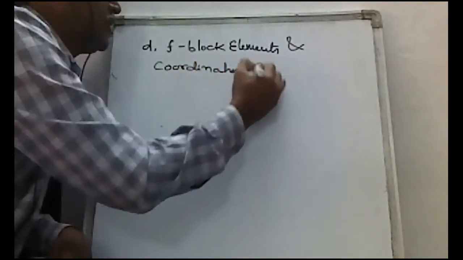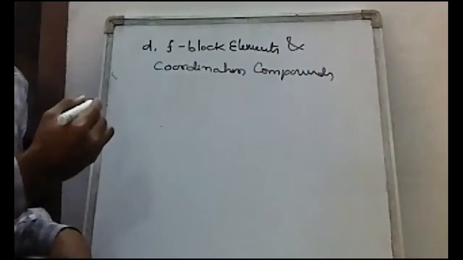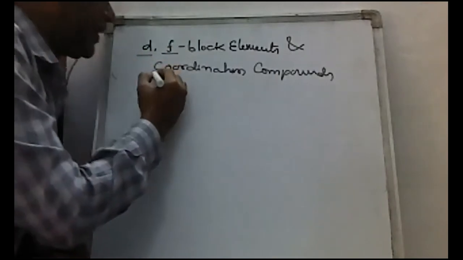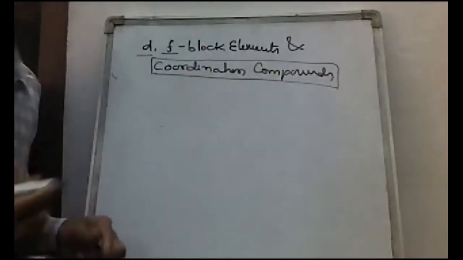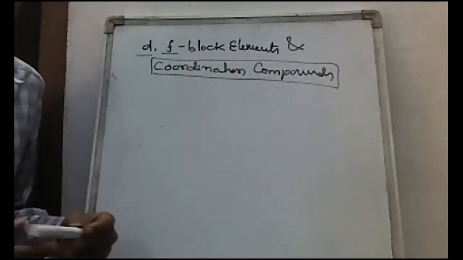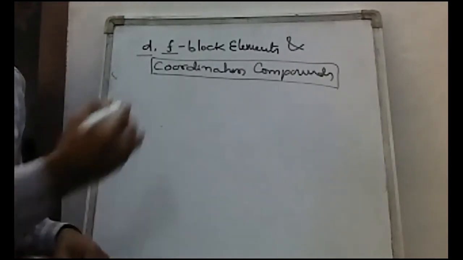So this chapter consists of 3 units. One is d block elements, another is f block elements, and the third one is coordination compounds. Before going to the coordination compounds, I would like to discuss what are transition elements.